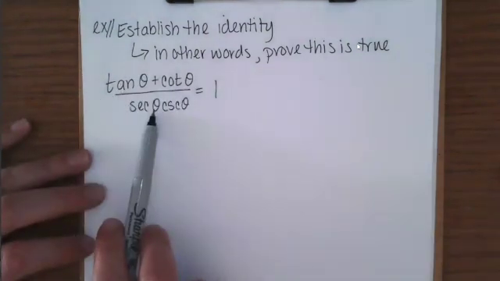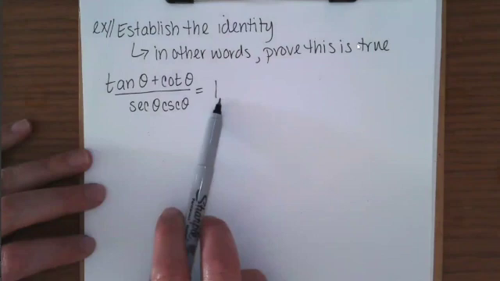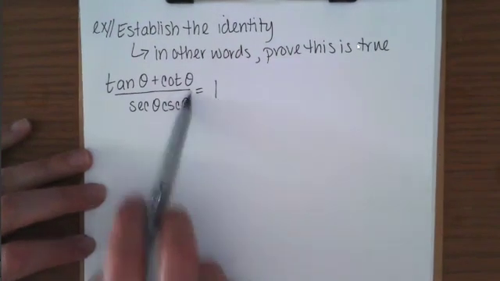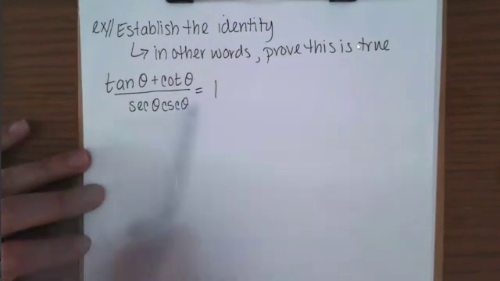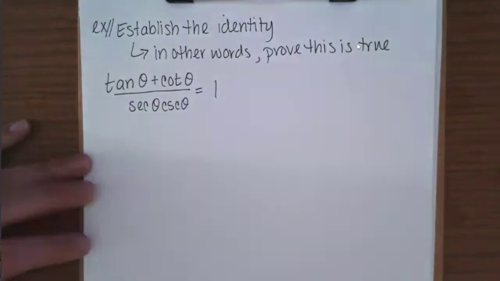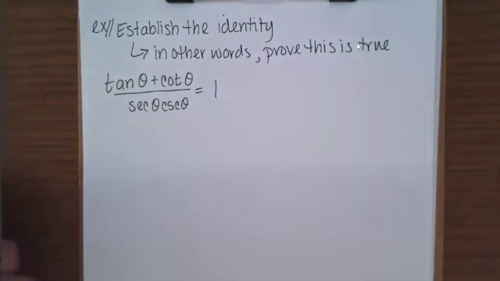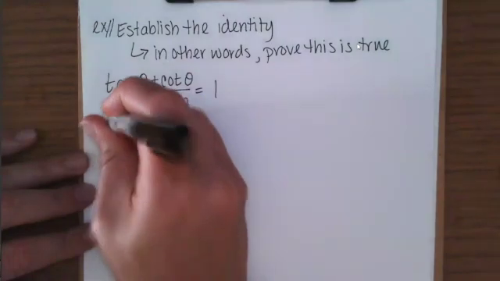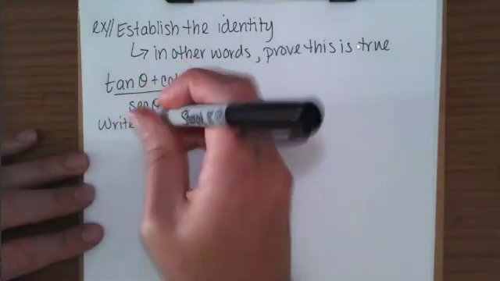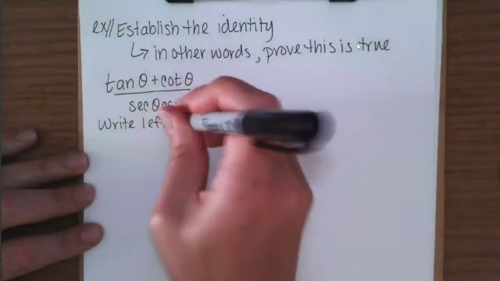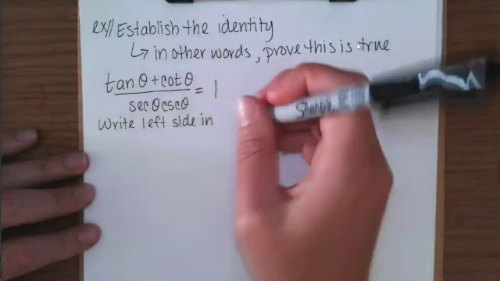So usually with proofs, we would start on the left side of the equation and algebraically manipulate it until it looks like the right side of the equation. Okay, so we'll start with the left side and manipulate it until it looks like the right side. So MyMathLab's going to give you instructions step by step. The first one it tells us here is to write the left side in terms of sine and cosine only.